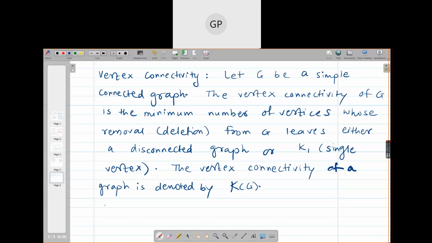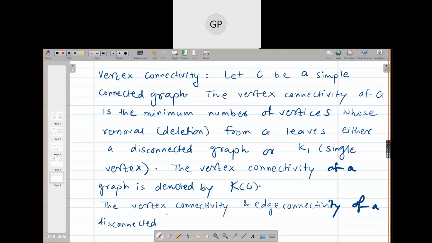Then you may write a note or remark: the vertex connectivity of a disconnected graph is 0. The edge connectivity also, the vertex connectivity and edge connectivity of a disconnected graph. You will not have to delete anything because the graph is already disconnected. Zero, okay? So this is very obvious thing.